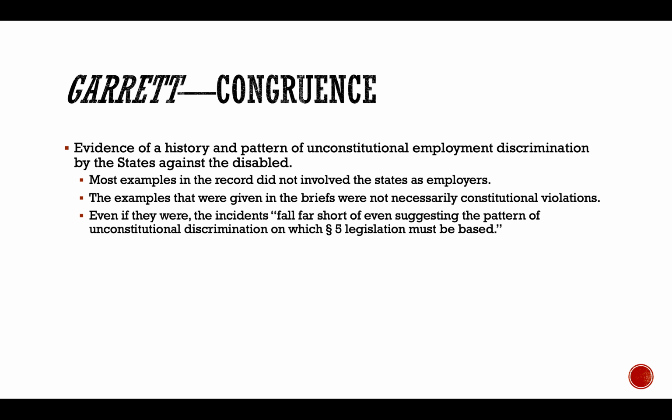And then Rehnquist gives some details about just general statistics. 43 million Americans have one or more physical or mental disabilities. In 1990, the states alone employed more than 4.5 million people. It's telling, we think, that given these large numbers, Congress assembled only such minimal evidence of unconstitutional state discrimination in employment against the disabled. In other words, these handful of examples aren't enough to prove a pattern.